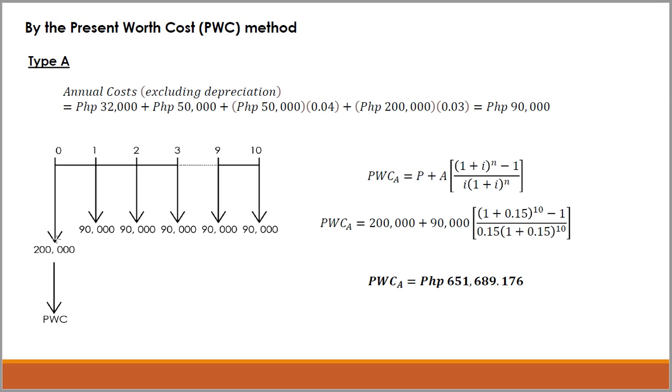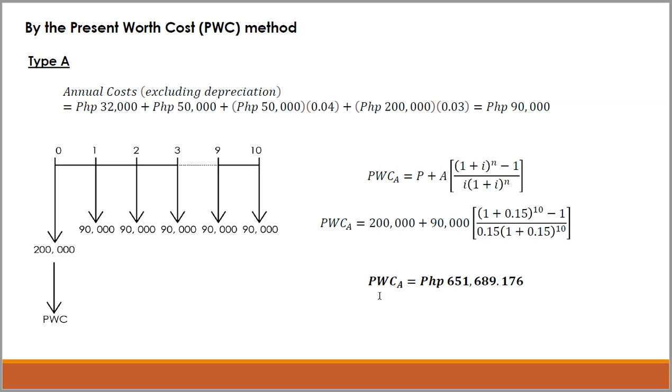So since it's already present, we don't need to convert that to its present cost or present value. Here is what we compute. So it's an annuity. So the present cost of an annuity, this is our formula. So 10 years, and our MARR is 15%, as set by the company.